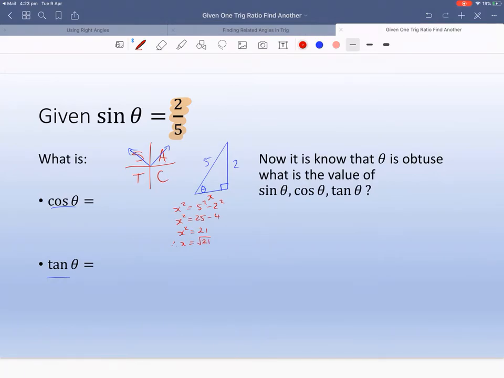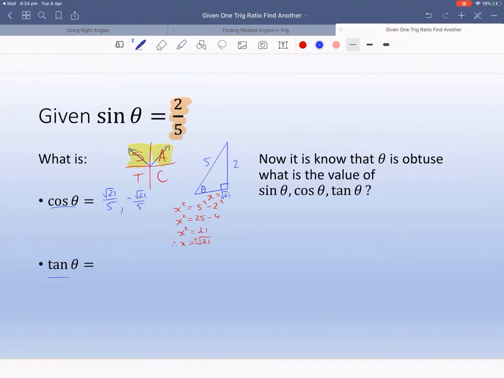Now, because we're talking about a length, the answer is plus or minus root 21, but we're really only interested in the root 21 because we're looking at a length here. So that equals, and I'll put it in blue, root 21. So what will cos be? Cos theta is adjacent over hypotenuse, so it's going to be root 21 over 5. But because sine's positive in both of these quadrants, we have to include the second angle as well. So it also equals minus root 21 over 5.